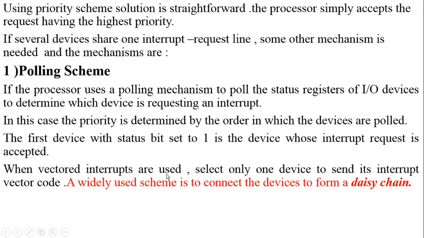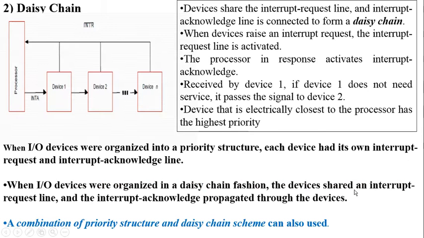When vectored interrupts are used, select only one device to send its interrupt vector code. The second mechanism is based on vectored interrupts, selecting only one device to send its interrupt vector code, and here we use a separate mechanism based on daisy chain. Consider the second mechanism using daisy chain. Here all the devices share a common interrupt request line, and the acknowledgement lines are connected with the devices in a daisy chain manner.